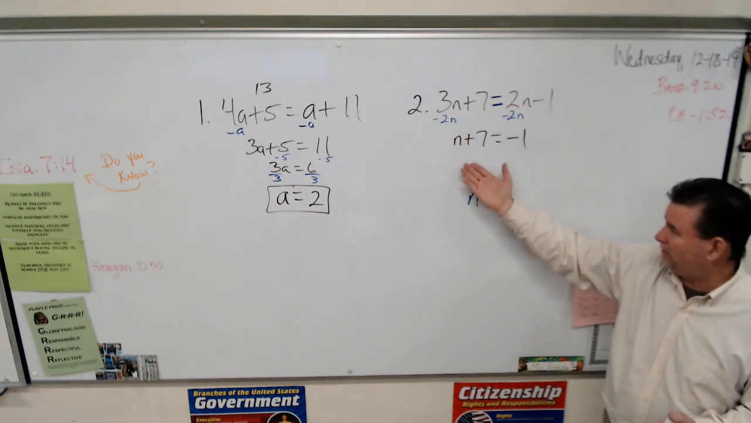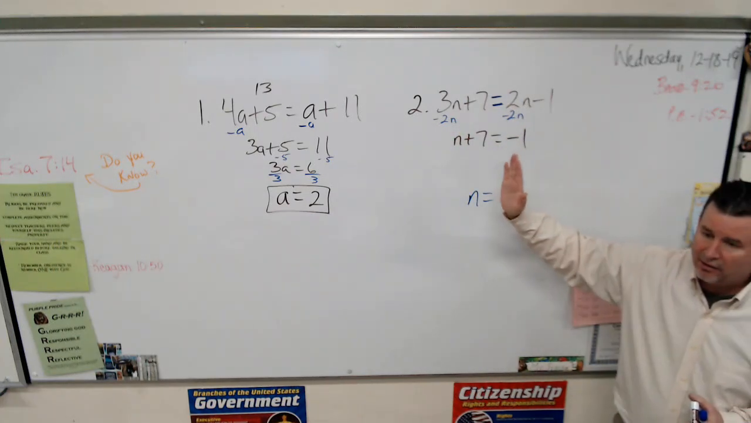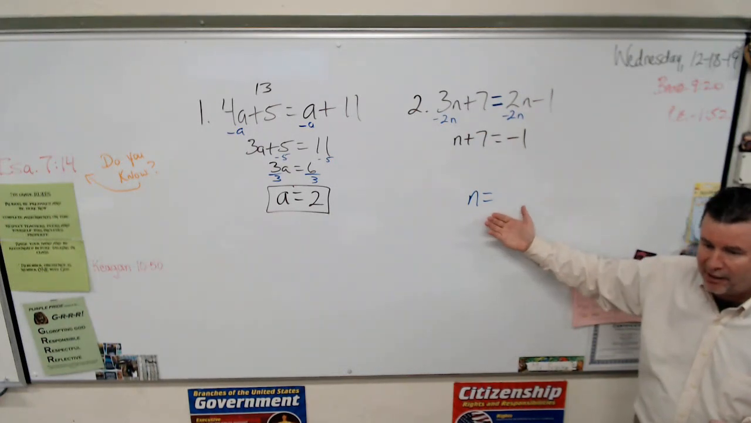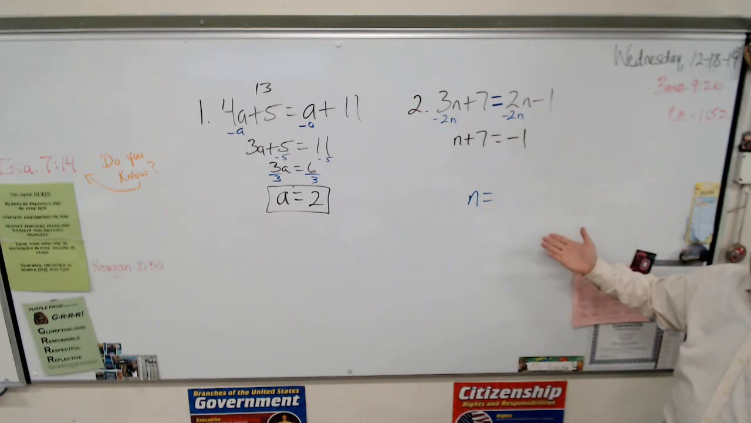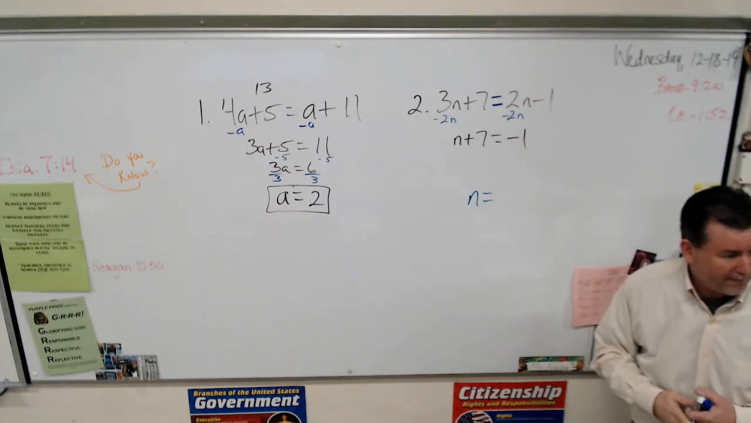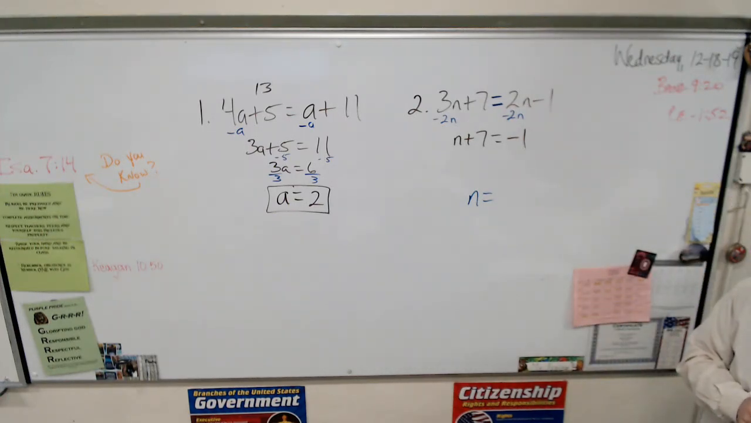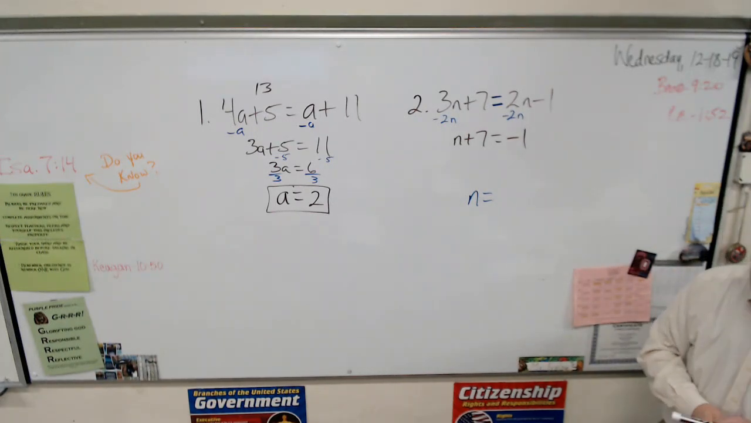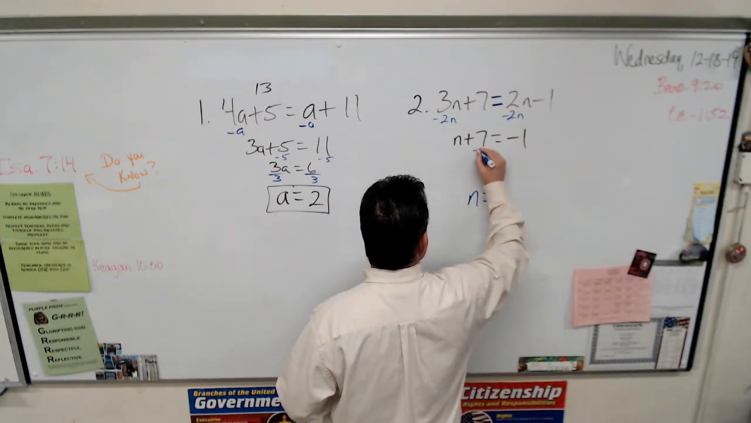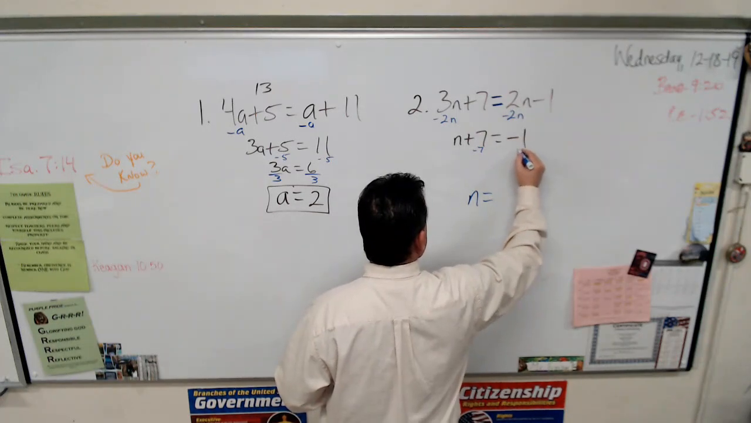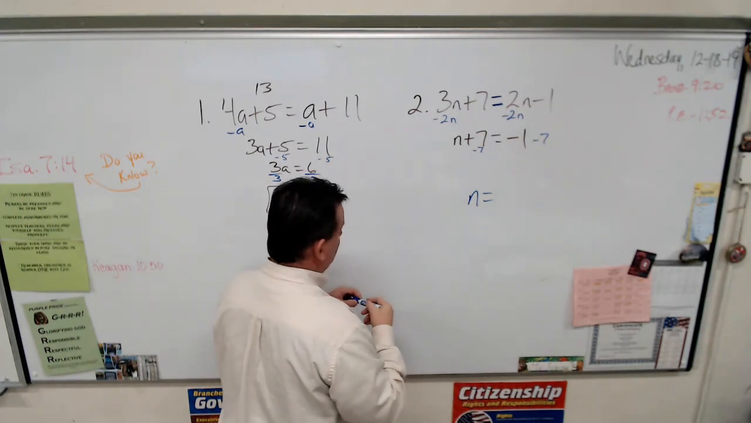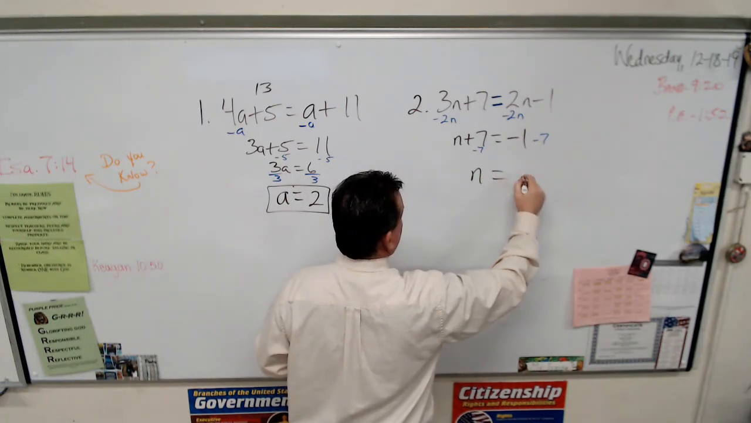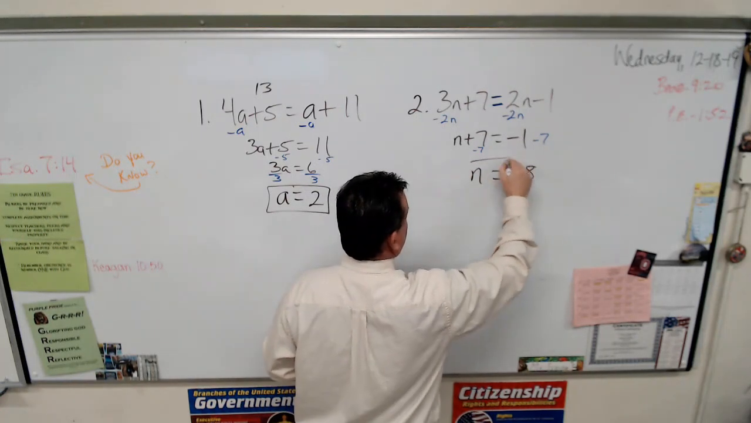Now I can find out what n is. I'm going to get n equals something, and there'll be no n on that side. We're almost done. How do I get rid of the positive 7? You subtract 7, and then you subtract 7 from the negative 1. Negative 8. So over here I'm left with n equals negative 8.